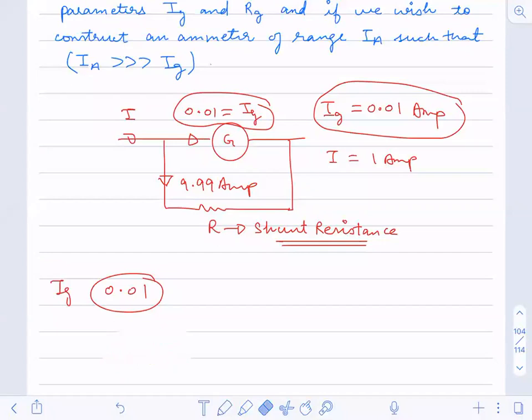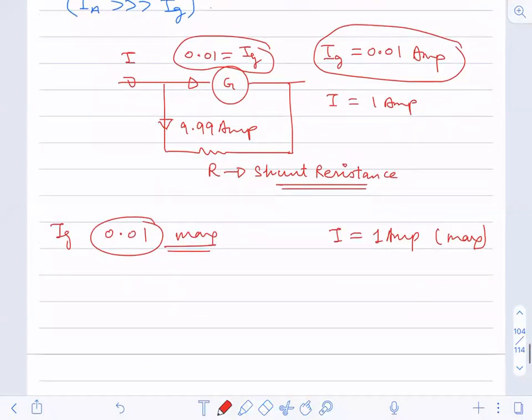Now what current value are you going to give? I, which is 1 ampere. Suppose this is the maximum value you will design. The maximum for this galvanometer was 0.01, and now you want to make it 1 ampere.